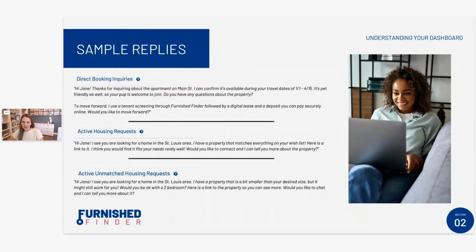These are some sample replies. I will not read through them. I know everybody here is capable of reading, but this is just a good example about how a response to a direct booking inquiry can be different than a response to an active unmatched housing request, because they're just coming in two different ways. So I would encourage you to read this later or grab a screenshot, but it should be pretty intuitive.